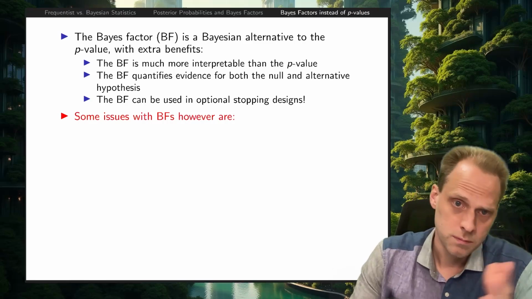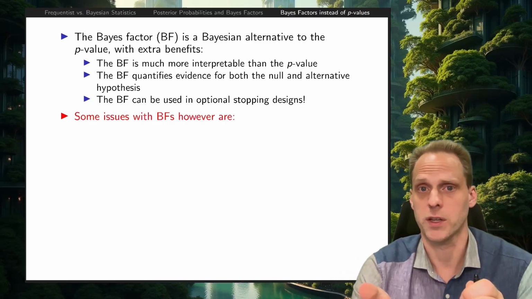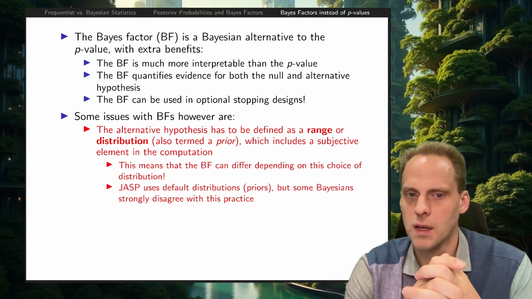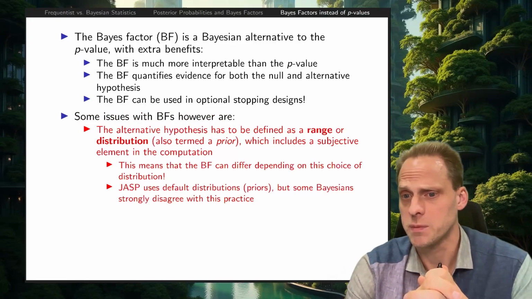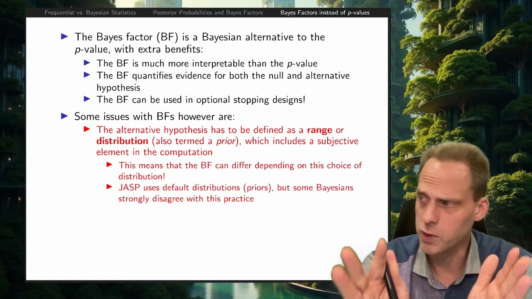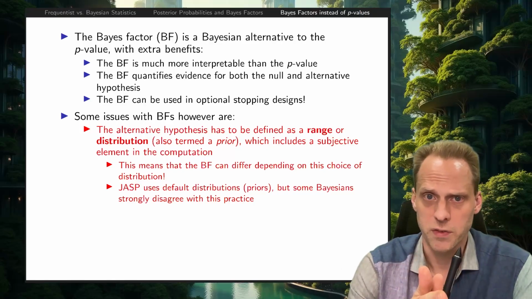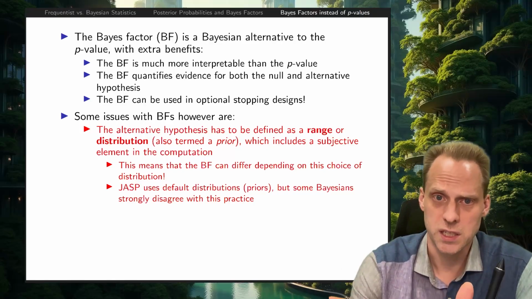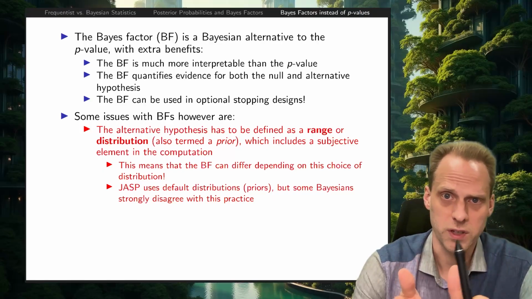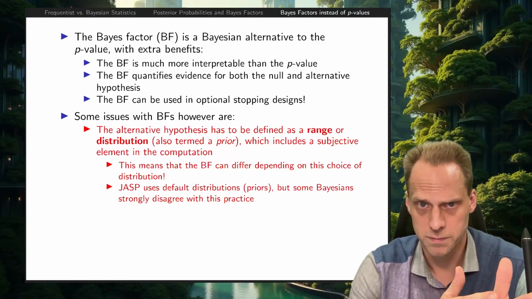However, unfortunately, there are some downsides. I mean, there's a reason why not everybody is Bayesian now. The alternative hypothesis has to be defined as a range. This is a really technical thing, and I'm not going to bother you with it too much. But in null hypothesis significance testing, as the name says, we're actually only looking at the null hypothesis. The p-value is based on the null hypothesis. There is no effect. The effect is 0.